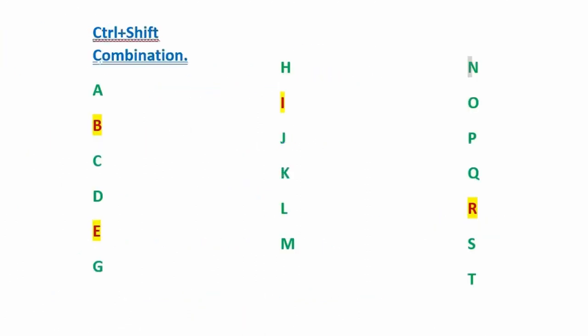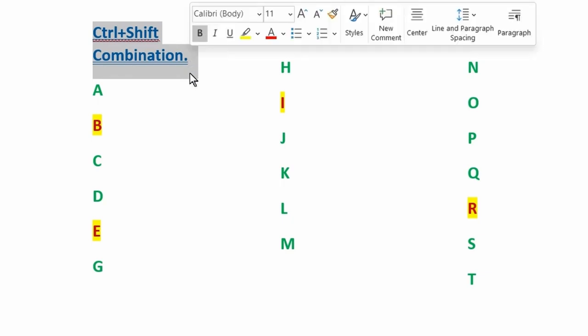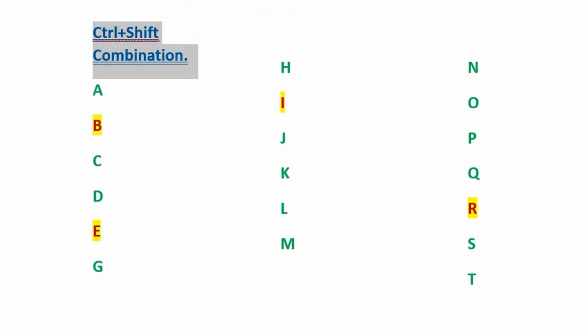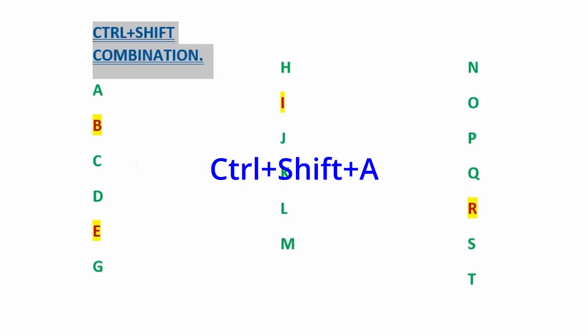Now if you see here, the Ctrl+Shift+A shortcut is converting the text from lowercase to uppercase and uppercase to lowercase. The characters are getting converted from uppercase to lowercase and lowercase to uppercase by using the shortcut Ctrl+Shift+A.